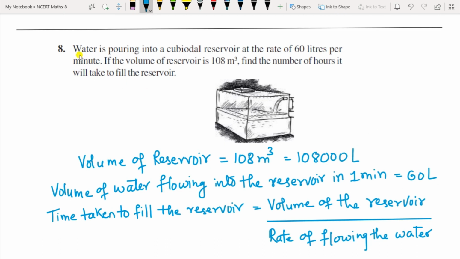Question number 8 now. Water is pouring into a cuboidal reservoir at the rate of 60 liters per minute. If the volume of the reservoir is 108 meter cube, find the number of hours it takes to fill the reservoir. The volume is given as 108 meter cube. It is in meter cube, so convert into liters by multiplying by 1000. The water is pouring in through a pipe at a speed of 60 liters per minute. So in 1 minute, 60 liters. Time taken to fill the reservoir is volume of the reservoir upon rate of flow of the water.